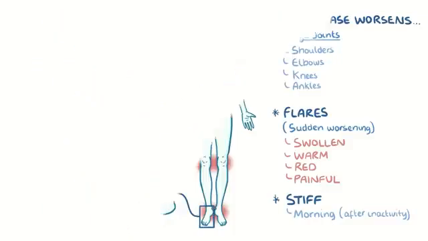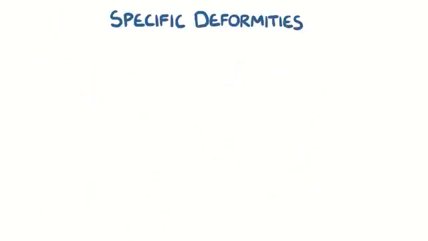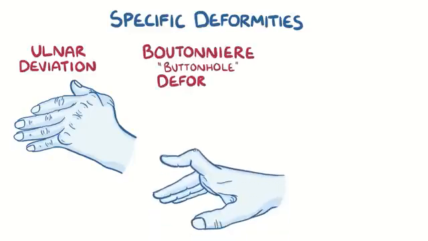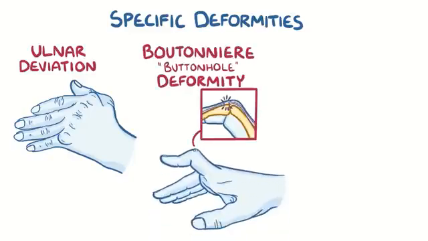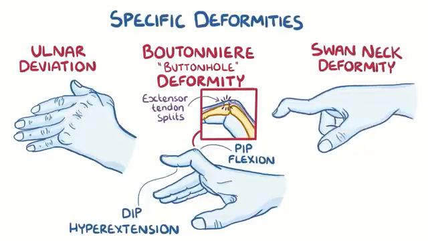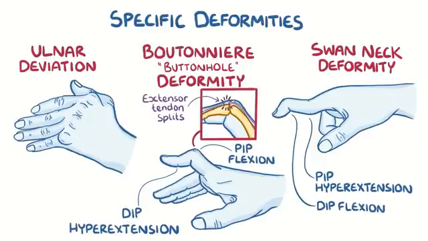People with rheumatoid arthritis may develop specific deformities, usually of the metacarpal phalangeal joints of the hand, such as ulnar deviation of the fingers. Deformities are also common in the interphalangeal joints, such as the so-called boutonniere or buttonhole deformity. This occurs when the extensor tendon in the back of the finger splits, and the head of the proximal phalanges pokes through, like a button through a buttonhole, causing flexion of the proximal interphalangeal joint and hyperextension of the distal interphalangeal joint. Another finger deformity is the swan neck deformity, which is the opposite. So there's hyperextension of the proximal interphalangeal joint and flexion of the distal interphalangeal joint.